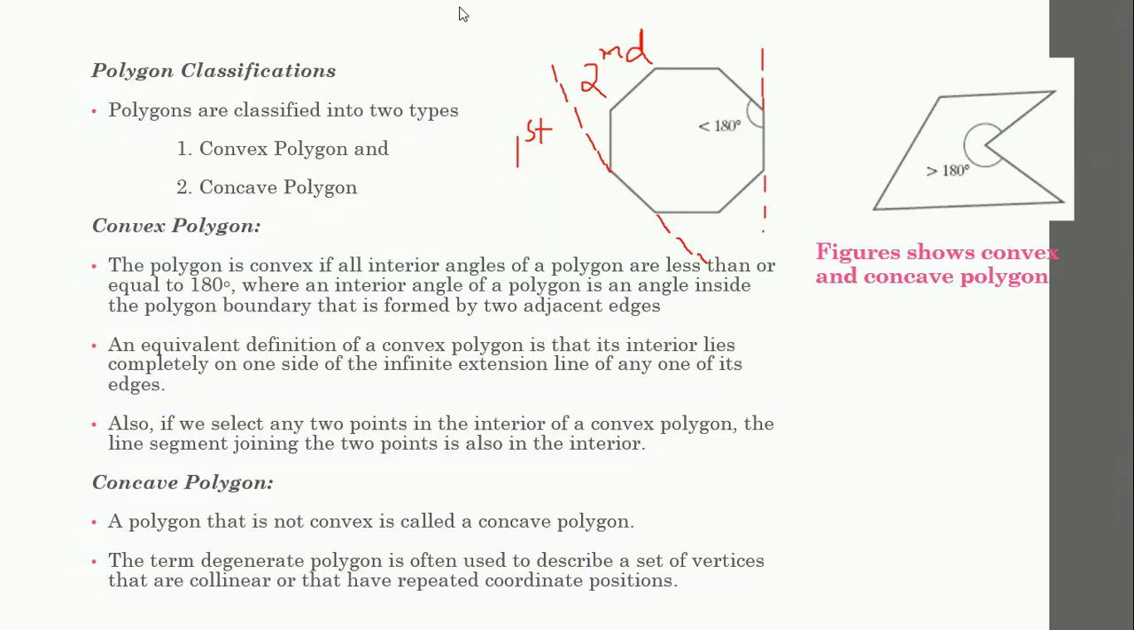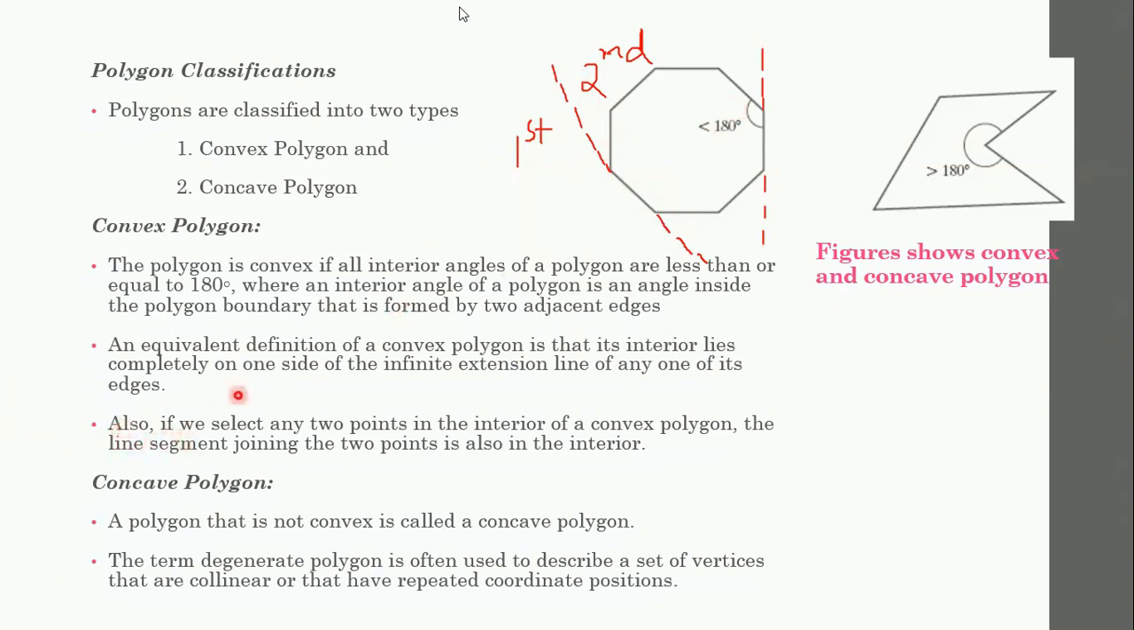Even if you draw a line in this manner, here again you get two regions, where one region falls exactly on the polygon. That is because of this splitting. So an equivalent definition for a convex polygon is that the interior lies completely on one side. So this is the interior that is completely lying on one side of the infinite extension line. So that is the meaning here.